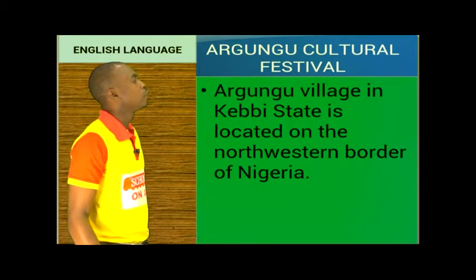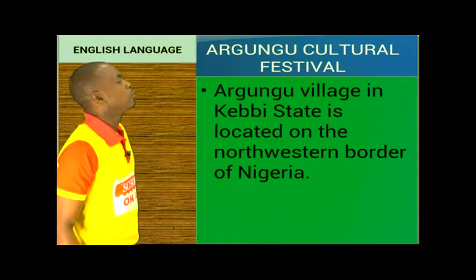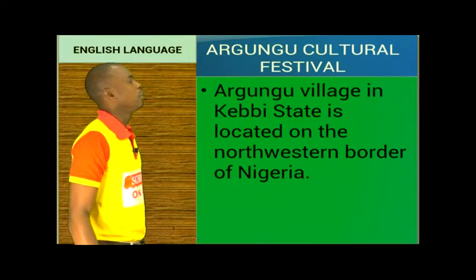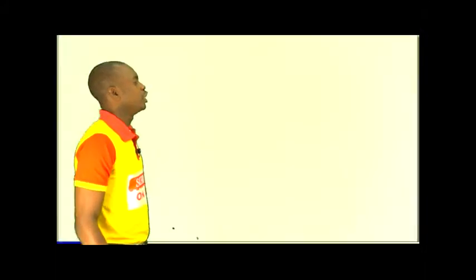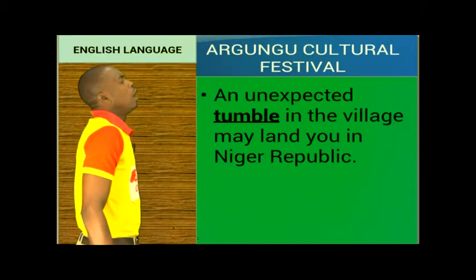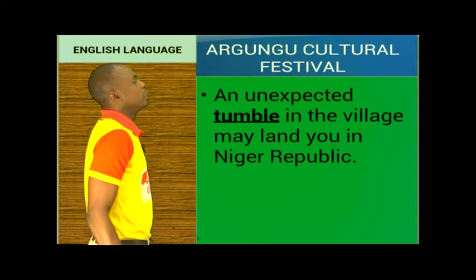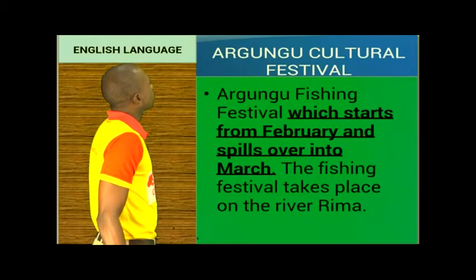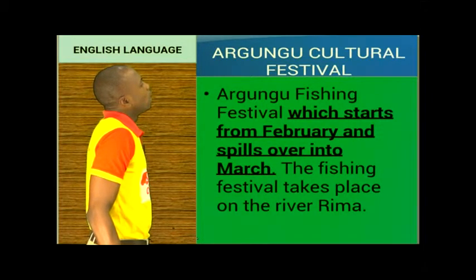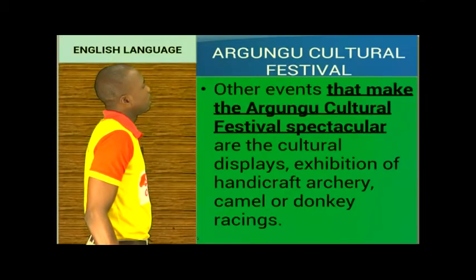We have one passage on the board for you here. This is a passage on Agugu Cultural Festival. Agugu Village in Kebbi State is located on the northwestern border of Nigeria. An unexpected tumble in the village may land you in Niger Republic. Agugu Fishing Festival, which starts from February and spills over into March. The fishing festival takes place on River Rima.